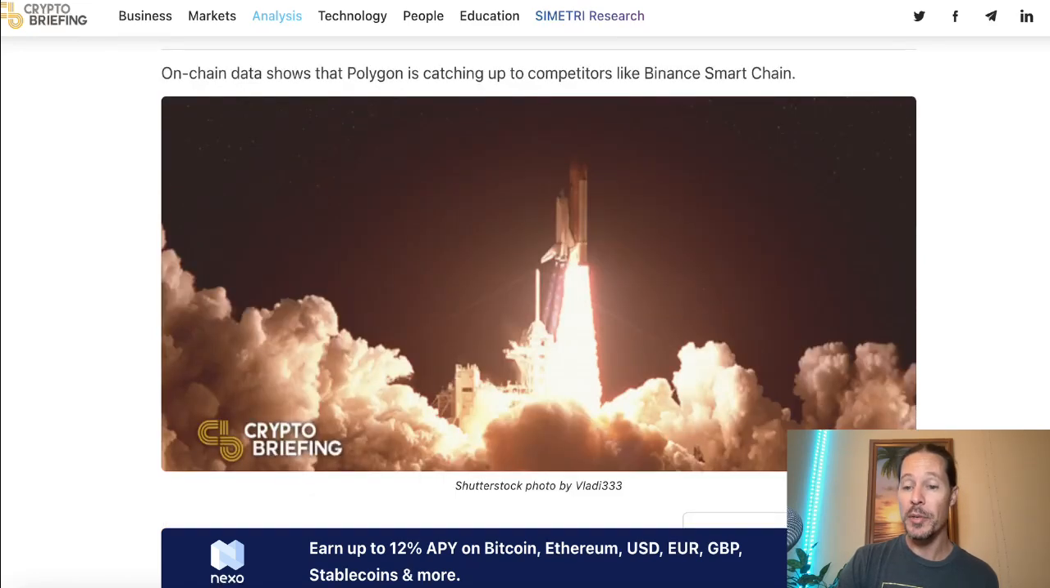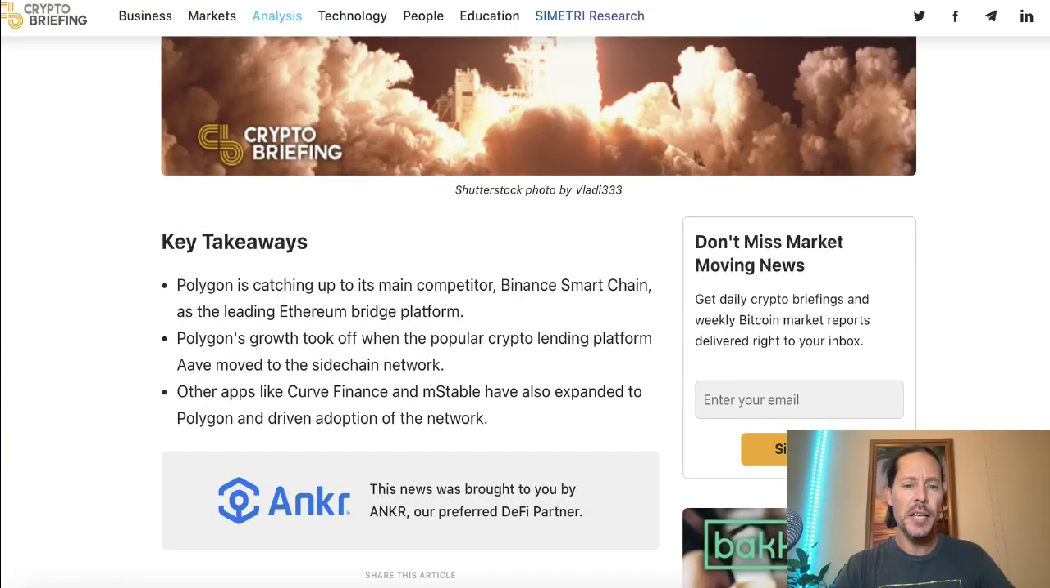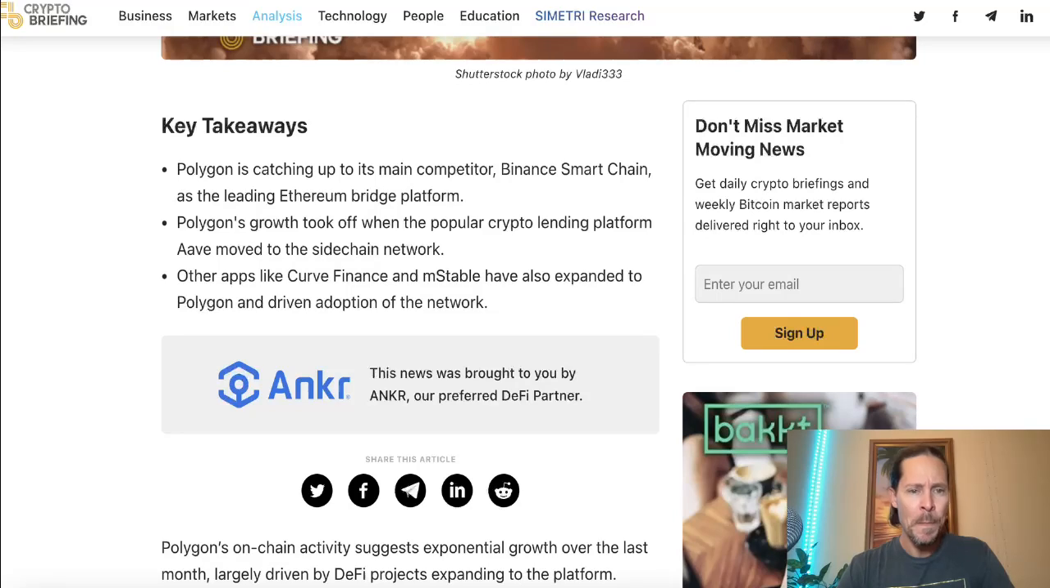So anytime you're starting to head upwards like that, this is pretty much exactly what we're seeing. This rocket ship takeoff with Polygon, and I don't see it coming back down. It's not a pump and dump coin. A lot of investors are going to be piling into Matic because of what they're doing. So the key takeaway is Polygon is catching up to its main competitor, Binance Smart Chain, as the leading Ethereum bridge platform. Big time, guys, right there.